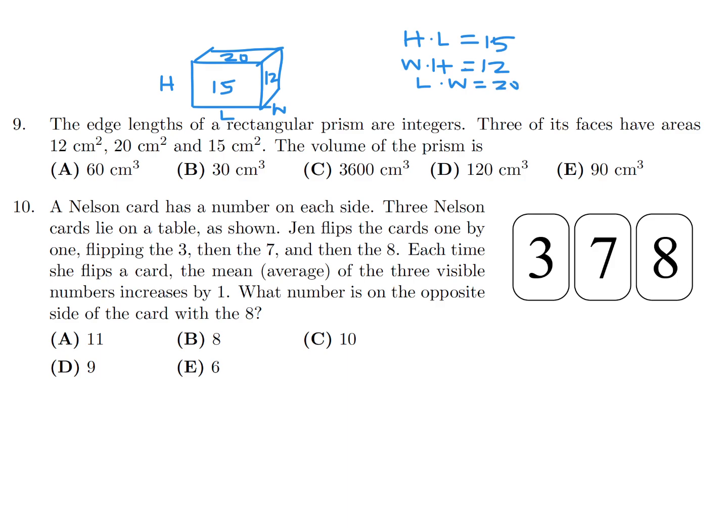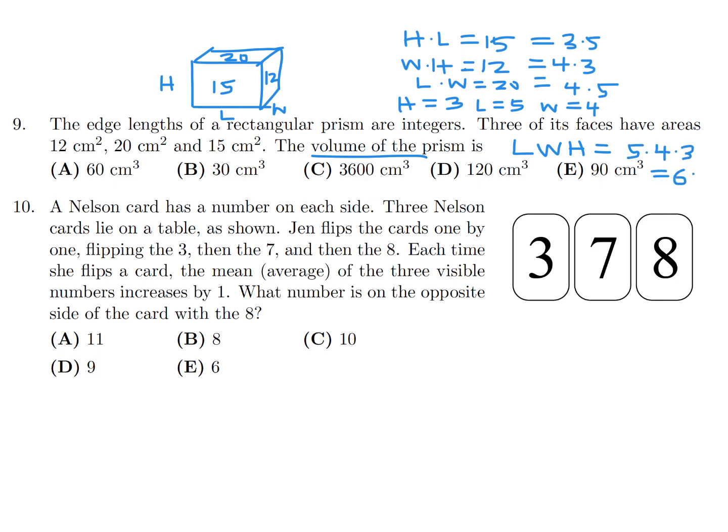Okay, so you can probably do this by inspection. Otherwise, it's a system of equations, but I don't think you really need to. You can solve it if you want, but I can just do it by inspection. This is 3 times 5. This is 4 times 3. And this is 4 times 5. So that means that H is 3, L is 5, and W is 4. So the volume would be length times width times height, which would be 5 times 4 times 3, which is 60. And that is choice A.